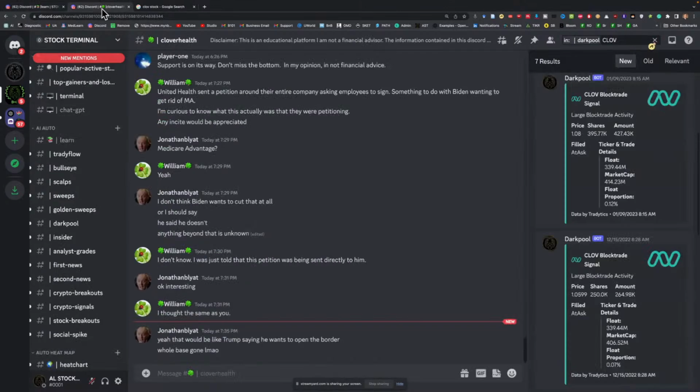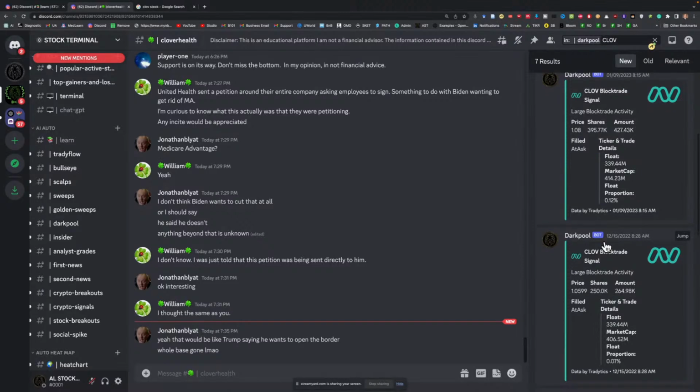So what we see here, and if we look at the dark pool trades for Clover, let me just give you some historical context, because again, I haven't had time to show you the intricacies of what our stock terminal can do. Democratizing financial literacy for all retail investors is why I'm building it. I'm trying to get the right resources in here, and later on we can put the pieces together.